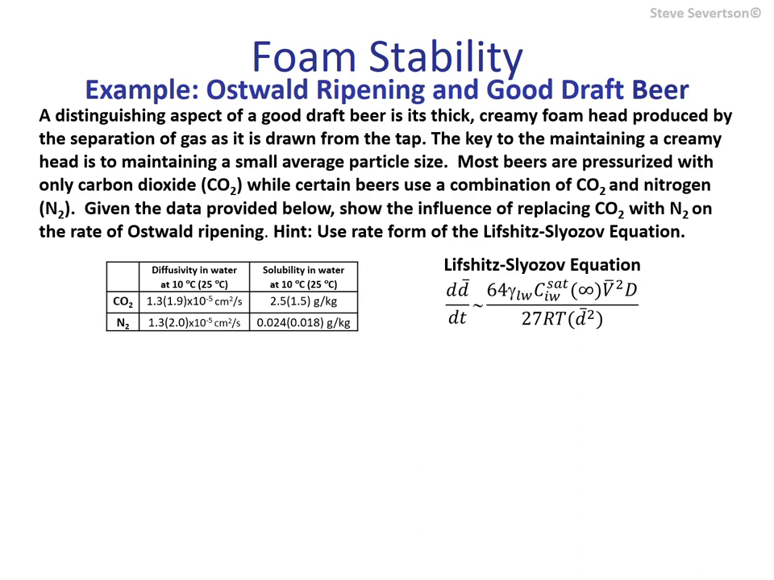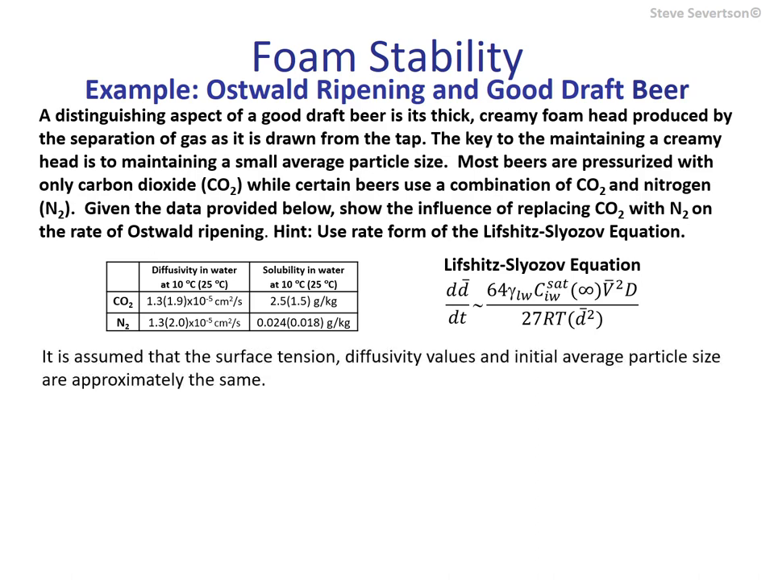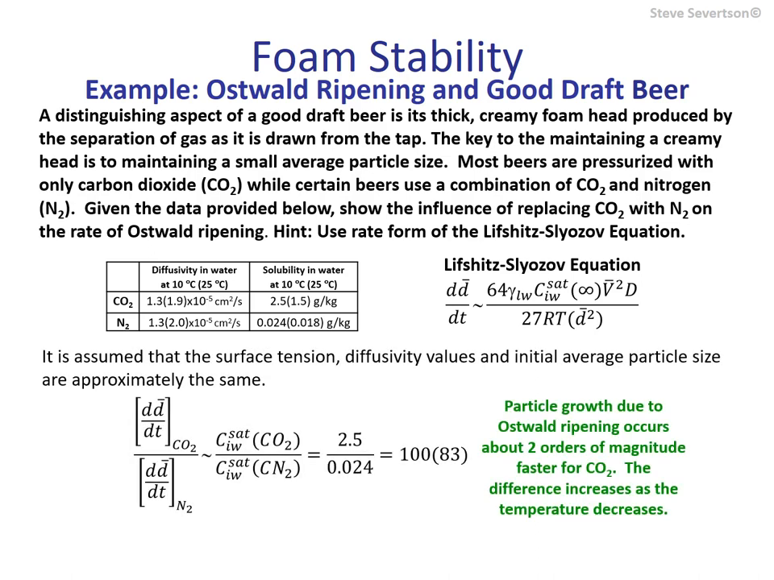Provided are data for gases at both 10 and 25 degrees Celsius. We see that the gases' diffusion coefficients are about the same, but nitrogen has a substantially lower water solubility. Assuming all the factors other than the solubility of the gases at a flat interface are about the same, the Lifshitz-Lyoff equation estimates that the rate of bubble growth is about two orders of magnitude higher for the carbon dioxide. It is also likely that the high solubility of CO2 affects the flavor of the beer.